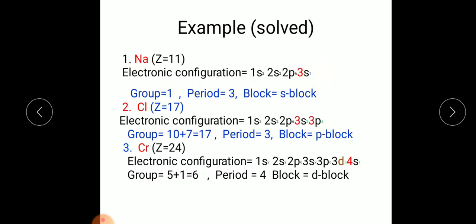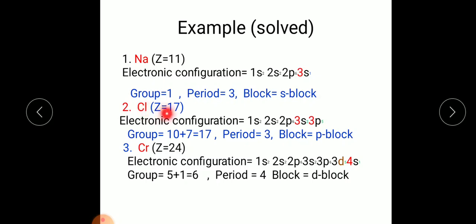Period. To predict the period, you have to take the outermost valence orbital. So over here it is 3s, that means this 3 is the outermost orbital, and because of that 3, the period it will belong to will be period 3, and the block will be S block. Why? Because the last electron is going into the S orbital. So in this way you have to predict the group, period and block.